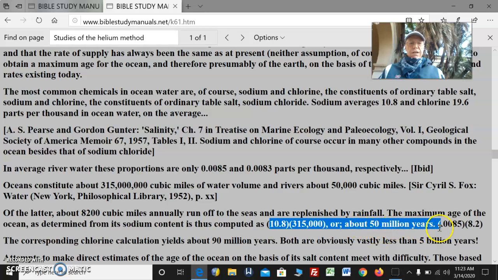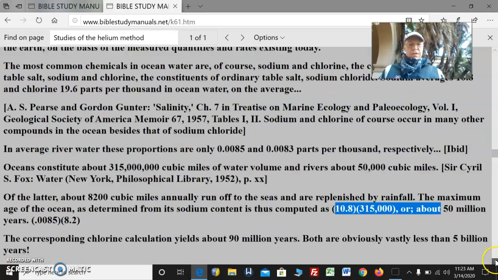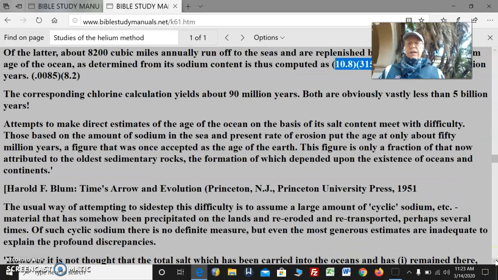That's about 50 million years, they say. And the corresponding chlorine calculation yields about 90 million years. Obviously, both are vastly less.